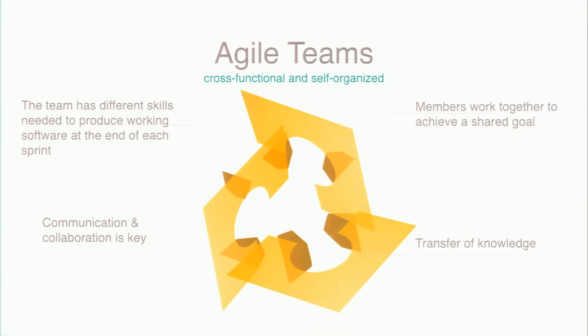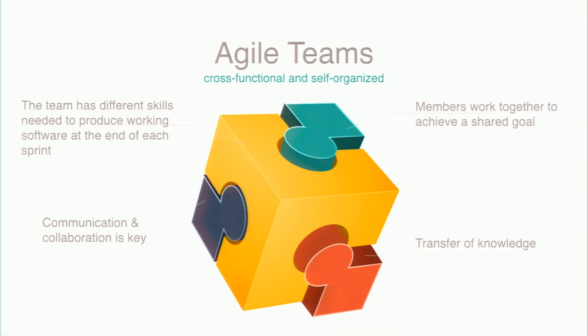So what are some characteristics of an Agile team? Well, an Agile team is cross-functional and self-organized. So it means that the team has all the necessary skills that you need to finish the project. It also means that all of the members in the team work together to achieve a common, shared goal. And as I mentioned before, collaboration and communication is key. So you're constantly meeting and interacting with your teammates.